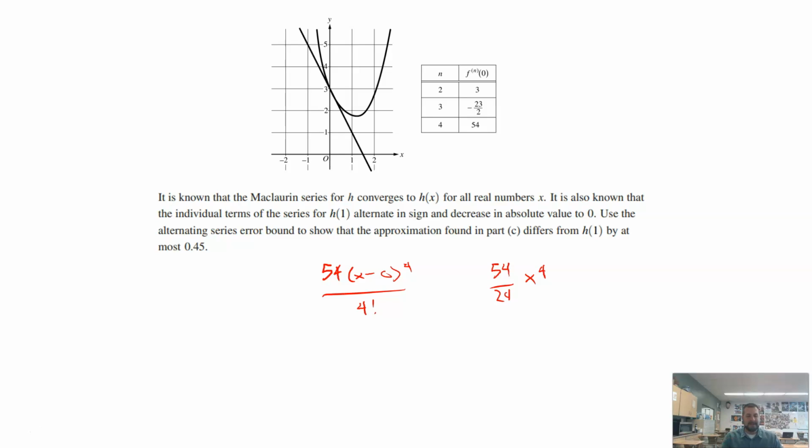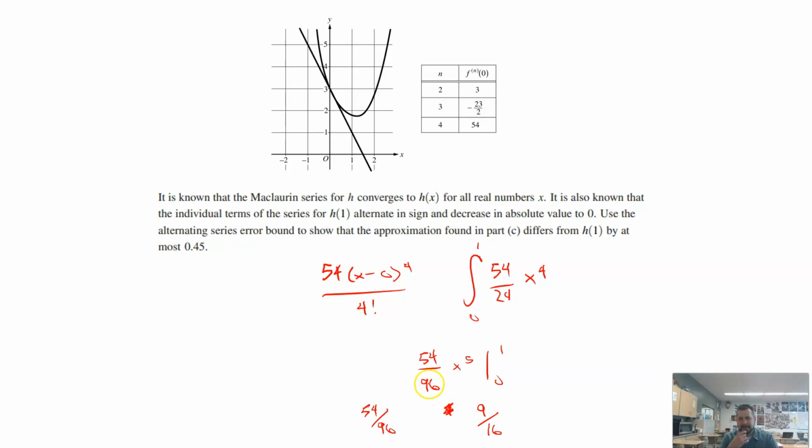But what we have to realize is we took the integral to find our new series in part C. So I need to take the integral of that one as well from 0 to 1. So I'm going to get 54 over 96 x to the fifth from 0 to 1. So I plug one in, I get 54 over 96. And if you simplify that down, 6 goes into both of those. So I get 9 over 16. I did something wrong here because it should be 9 over 20.